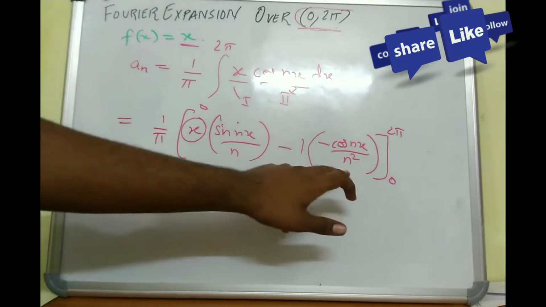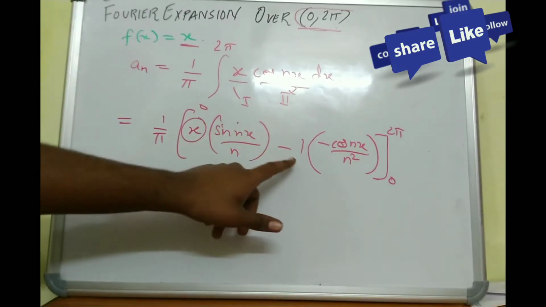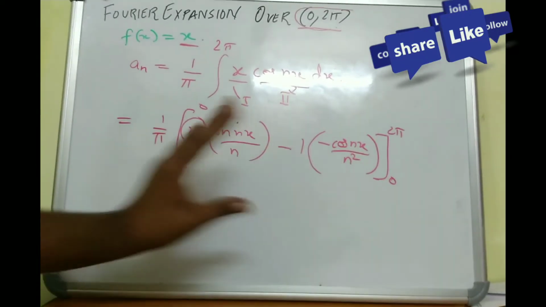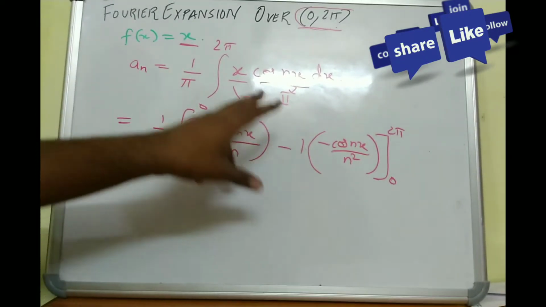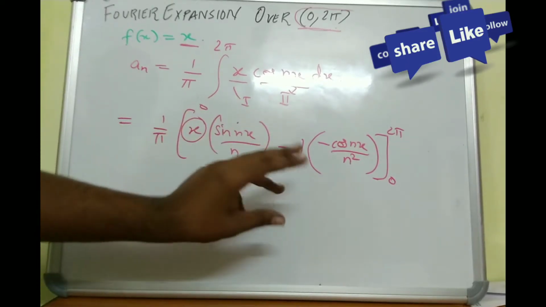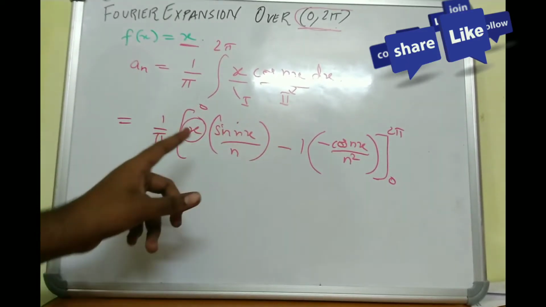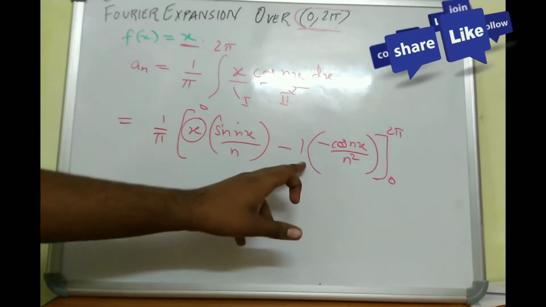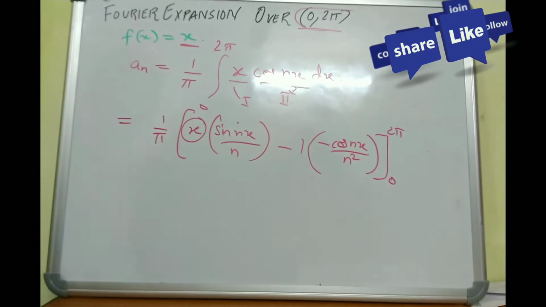Observe here, this is n, this is n square. Here you have to stop, since again when you differentiate 1, you will get 0. So no need to differentiate again. Whenever you get the first function, you have to differentiate till you get a constant value. See, this is x, then when you differentiate, you will get 1. So this is a constant value. Till then you have to differentiate.